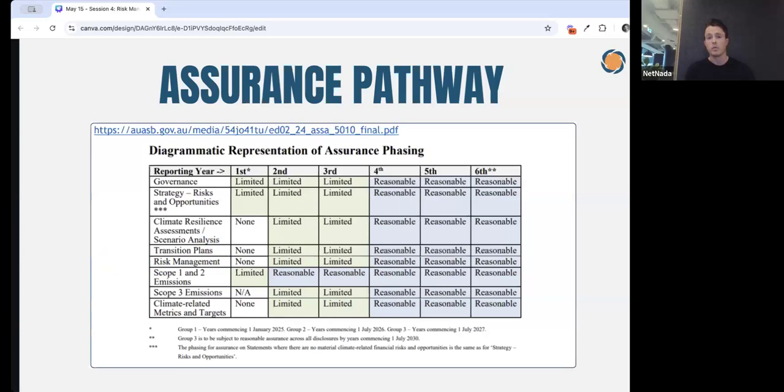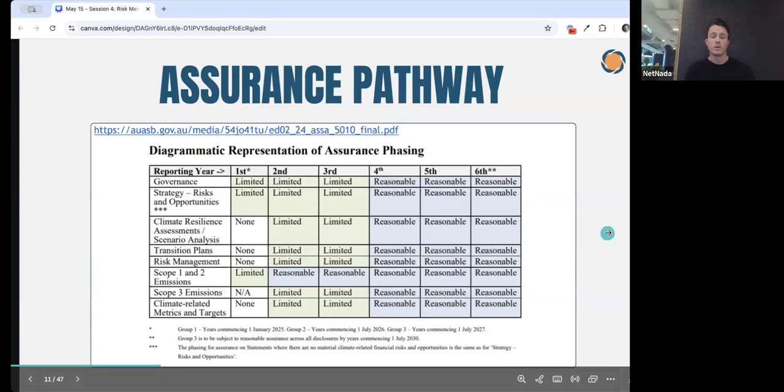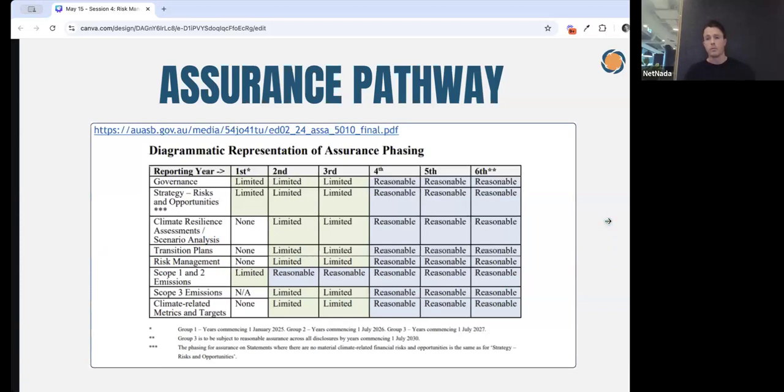Okay, so as we can see, and we'll do some work on the assurance pathways in a little bit, it's really shifting from a lighter, higher level overview into a much more detailed and robust framework in further years, as they expect companies to have this process very much down pat.